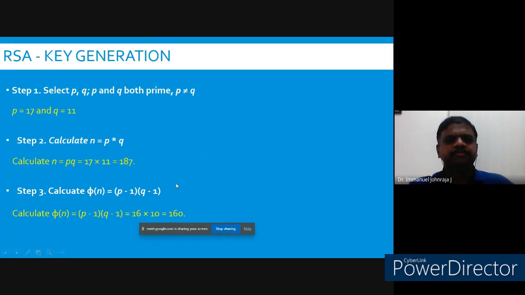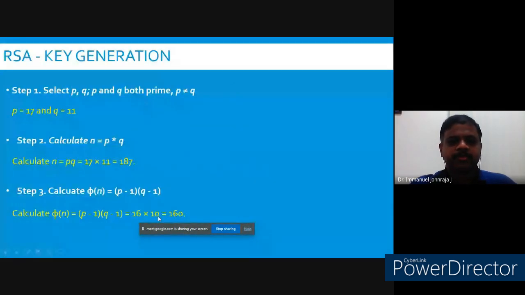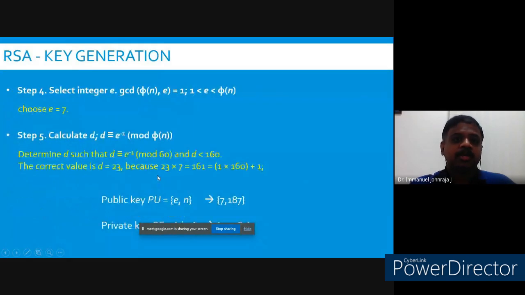Moving on. Step 4, we have to select an integer e where the greatest common divisor of phi of n and e should be 1. What is this, the GCD of phi of n comma e equal to 1? Phi of n in our example is 160. So the greatest common divisor of phi of n and the number you choose should be 1. In other words, they should be relatively prime.